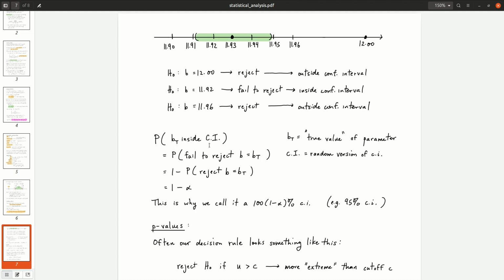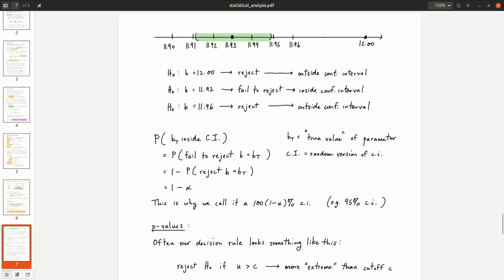Another way to think about this is if you repeat the experiment many, many times and count the proportion of times that the true value of the parameter is inside the confidence interval. So we want to know what this probability is. And so this statement, the true value is inside the confidence interval, is equivalent to the statement that you fail to reject this hypothesis, because this is precisely how we define the confidence interval. It's the values of the parameter for which we fail to reject the hypothesis.